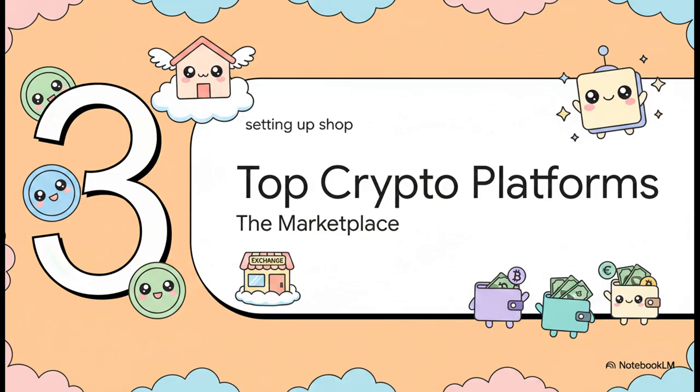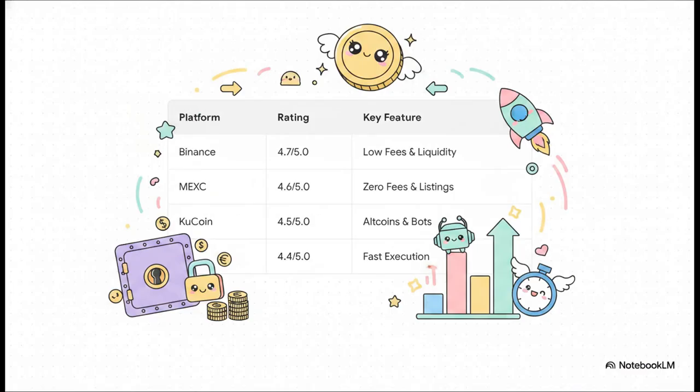All right, moving to section 3, comparing top crypto platforms. You know the steps, so now it's time to figure out exactly where you're going to set up shop in the marketplace. When we look at the data for these platforms, your choice really dictates your entire trading experience. If you want maximum liquidity and just a massive global footprint, Binance is the 4.7-star heavyweight. But hey, maybe you're hunting for zero fees to maximize those margins? Then MEXC is going to be your target. Need hundreds of different altcoins and built-in trading bots? Go with KuCoin. Or if you're looking for lightning-fast execution and derivatives, Bybit has you covered. It's all about picking the specific tool that actually fits your personal trading style.